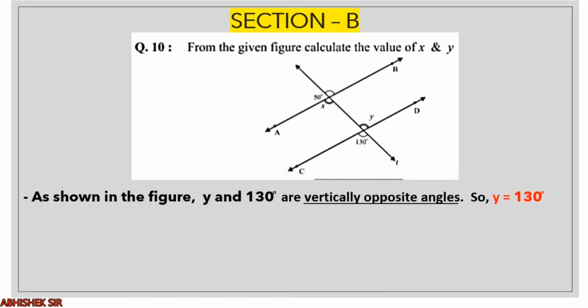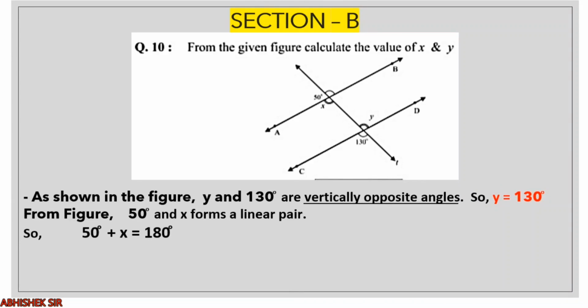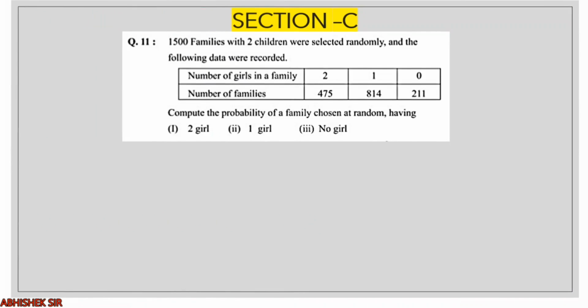First of all, we will write as shown in the figure, y and 130 degree are vertically opposite angles, so the value of y is 130. So this is very easy. Moving on further from the figure, 50 degree and x form a linear pair. So 50 plus x is 180. X equals, this 50 will go on the other side, becomes 180 minus 50. So x equals 130. You can also write x and 130 are corresponding angles, so x equals 130. Whichever method is easy, you go for that. Moving on to our next question.